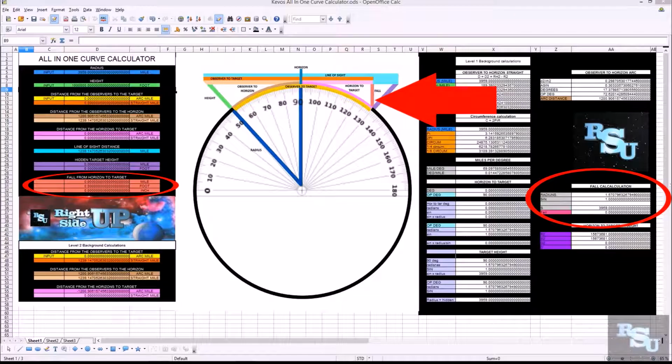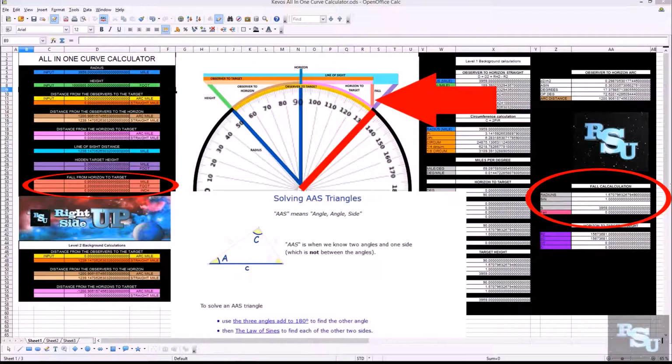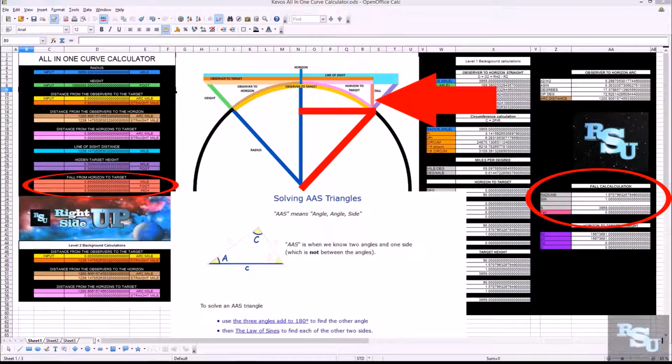Moving over to the other side, and this is where we find the amount of fall. Using the angle which is derived from the arc distance, we first find the distance to the target, which is the straight line measurement that ends at the point where a right angle to the horizon, or parallel to the radius, intersects the circumference at the requested arc distance.